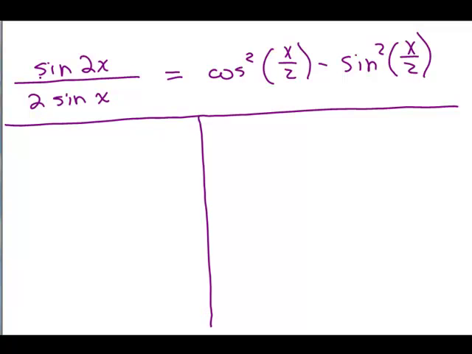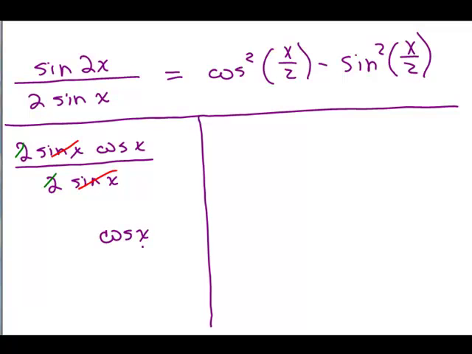So on the left-hand side, I see the sine of 2x. I'm going to use the formula for the double angle identities. Sine of 2x is 2 times the sine of x times the cosine of x. And that's over 2 times the sine of x. So let's see, the sine of x cancels, the 2's cancel, and on this side, all I'm left with is just the cosine of x.